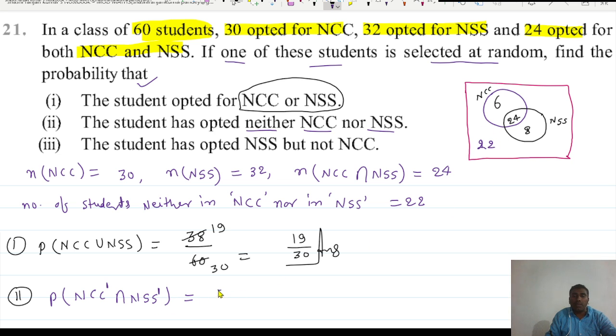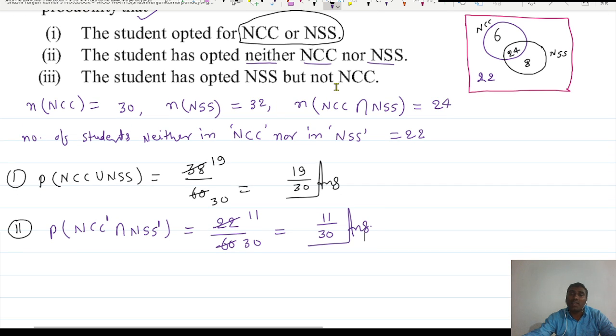So how many students are there? 22. So simply I am writing here 22 divided by 60. If you are not able to draw the diagram, you can use the formula also. You can apply here De Morgan's law, and you can solve this question. So what are we getting after cancelling? 11 and 30. So what is the answer here? 11 upon 30. So the answer of this question is 11 upon 30.